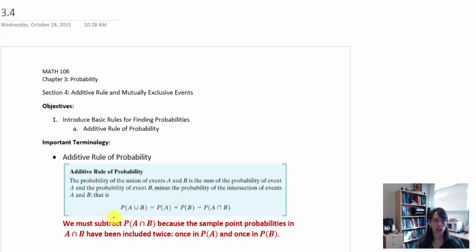Using our set logic notation, we write the probability of A in union with B is equal to the probability of A plus the probability of B minus the probability of A intersect B. So it is important that we remember to subtract the intersection of A and B. We must subtract this intersection because the sample point probabilities in the intersection have been included twice, once in the probability of A and once in the probability of B.